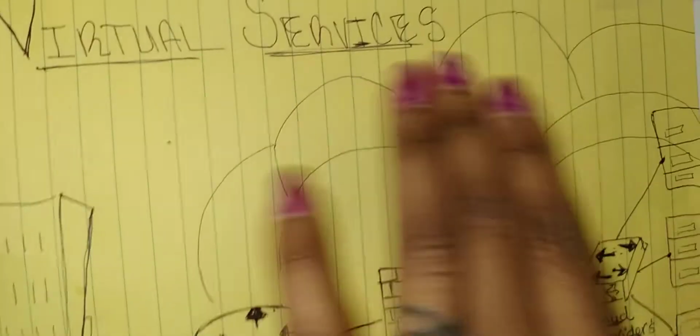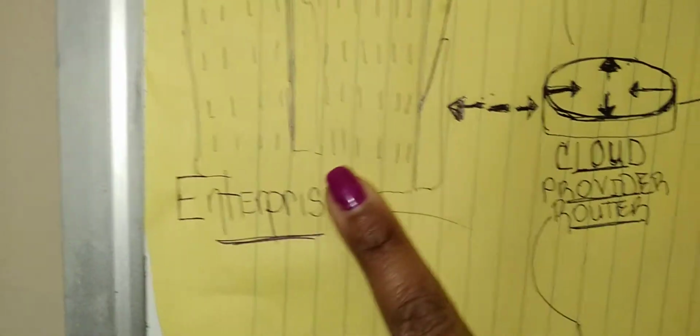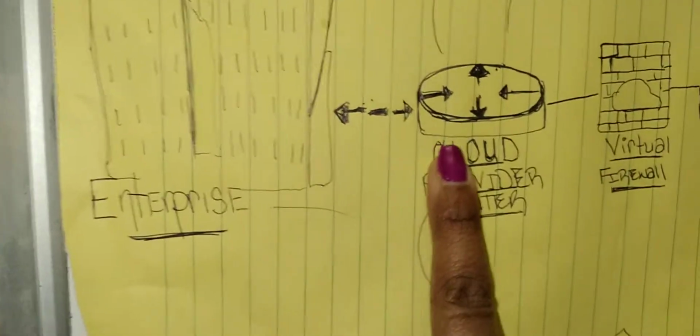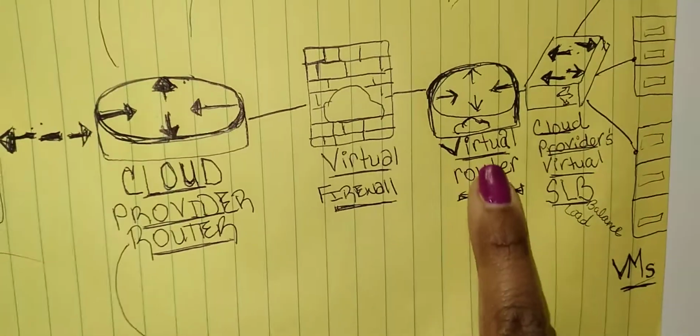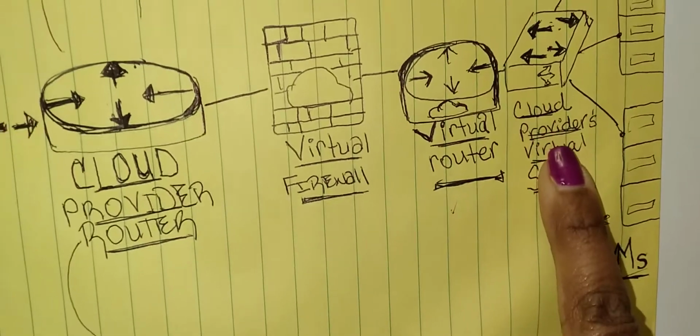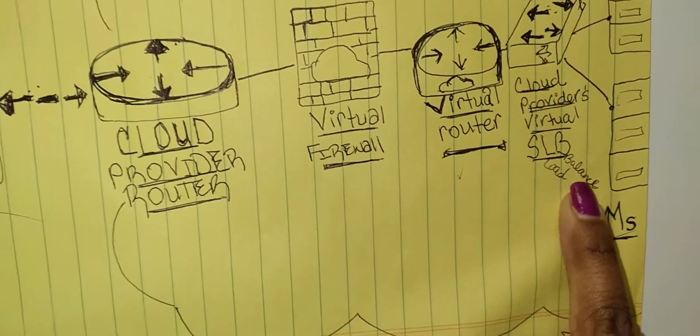This is a cloud provider. And this is the enterprise. Cloud provider router, virtual firewall, virtual router, cloud provider's virtual switch, load balancer, the virtual machines 1, 2, and 3.